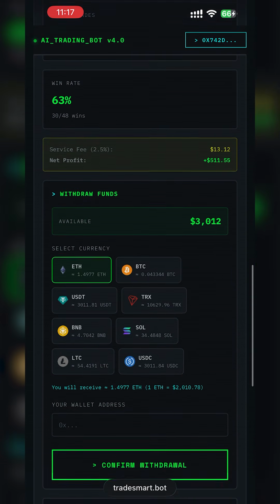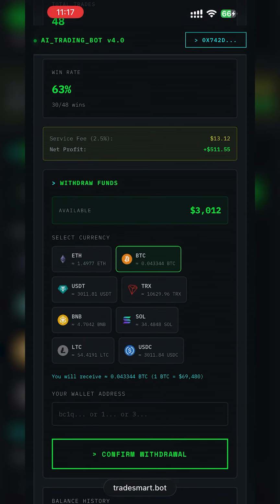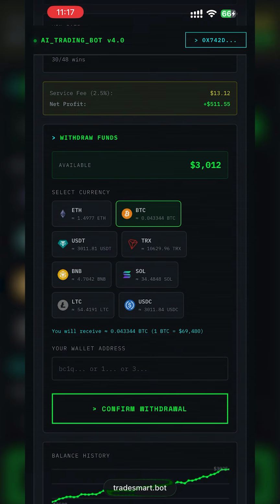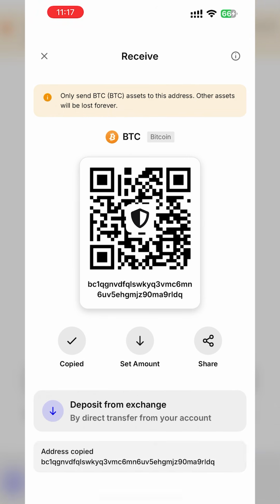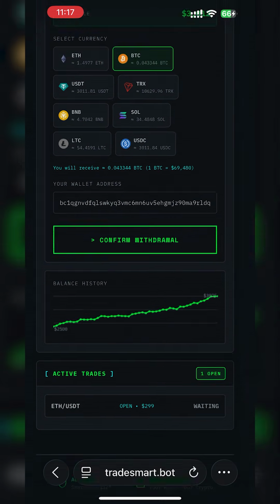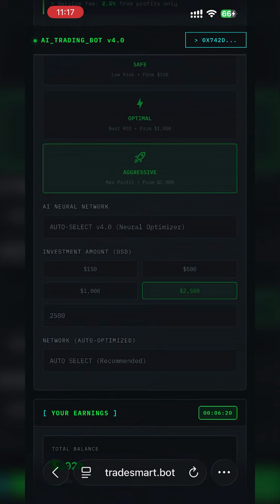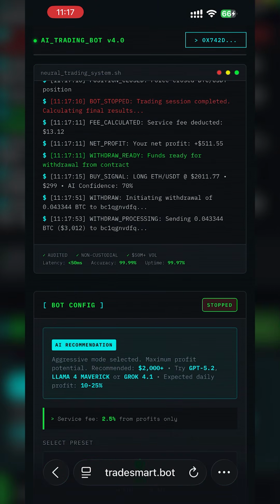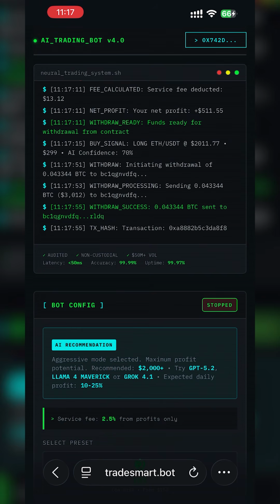So now I just gotta select the currency, enter my address. 1 second. Okay, now I'm clicking Confirm Withdrawal. All right, processing, and awesome, token sent to my wallet.